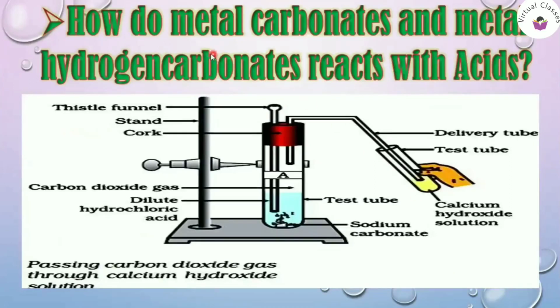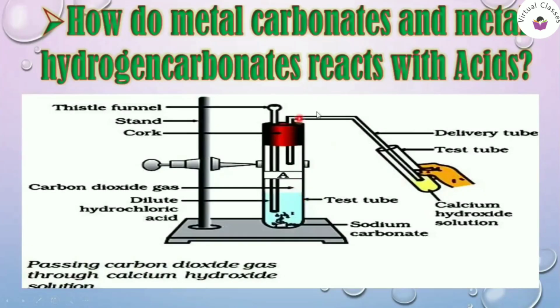In the second reaction, we'll see how metal carbonates and metal hydrogen carbonates react with acids. Let's take sodium carbonate in a test tube and add an acid to this metal carbonate. Again, we'll observe formation of bubbles which will be directed to a test tube containing calcium hydroxide solution.